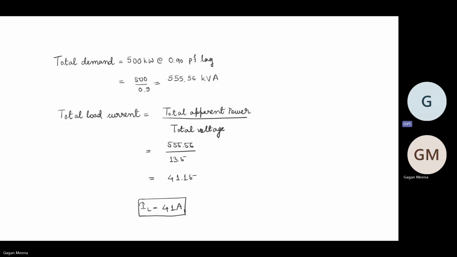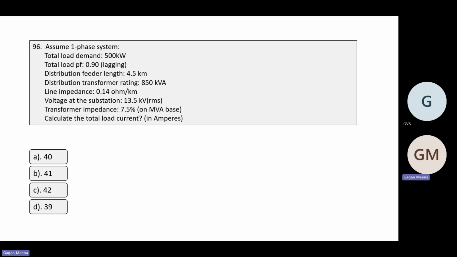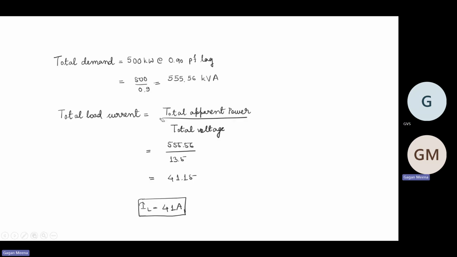Sir, we'll take the wattage divided by power factor and divided by that current, divided by voltage. Which voltage? This one? 13.5. So this is an approximation, right? Yes, sir. This is an approximate calculation.